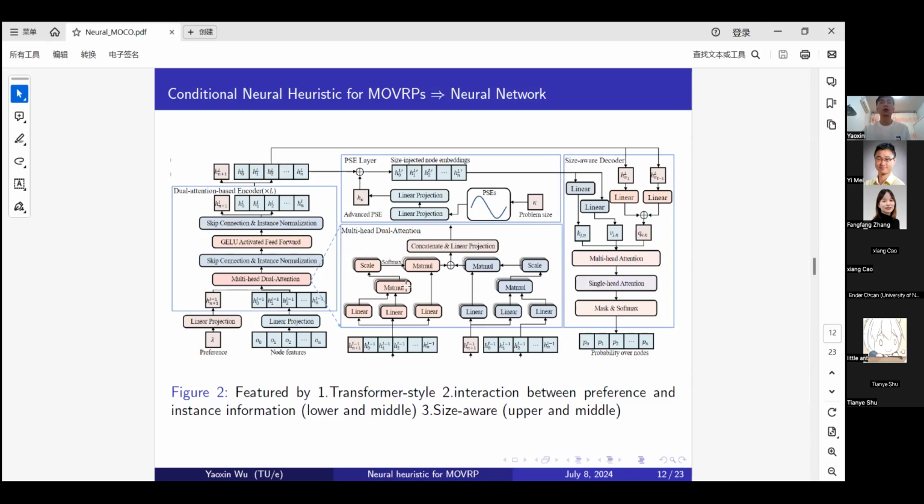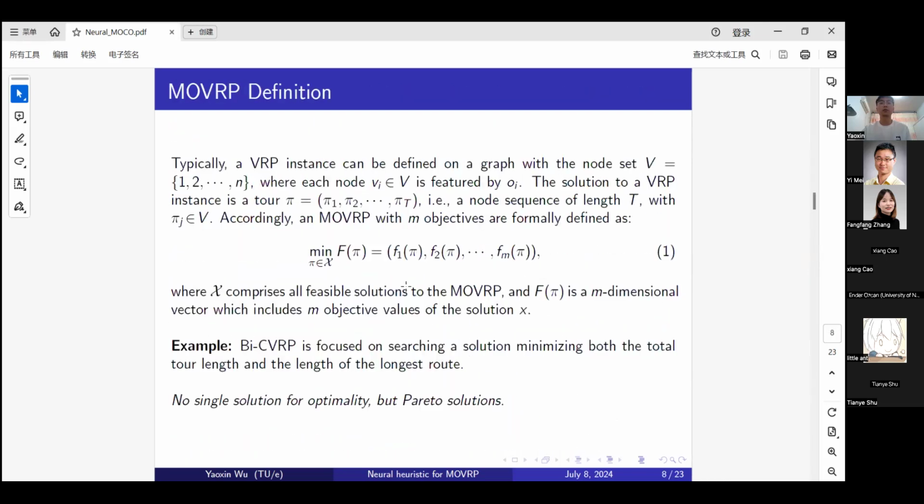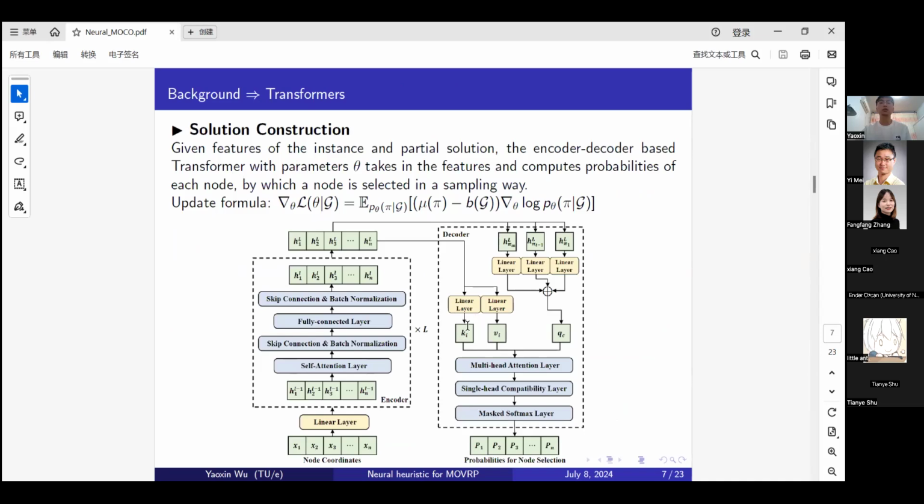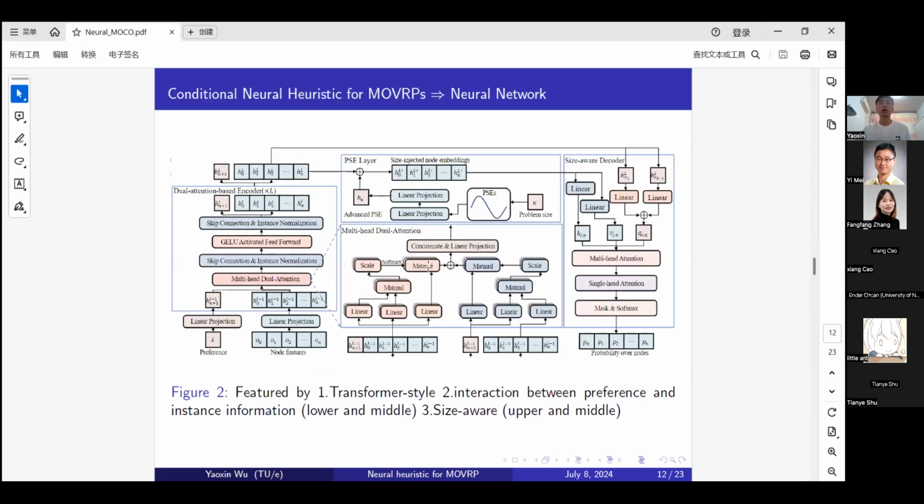If we compare this structure and our structure, you can see we adjust the computation in the self-attention layer, and also we add the size embedding into the node embedding from the encoder. But we see these two simple changes can bring a significant improvement of the solving performance.